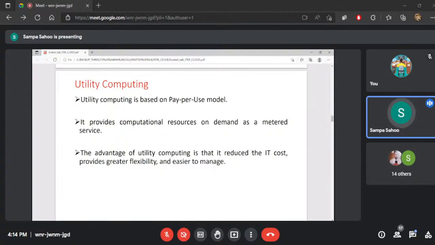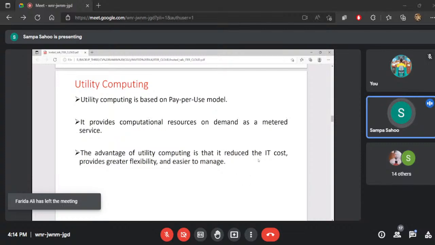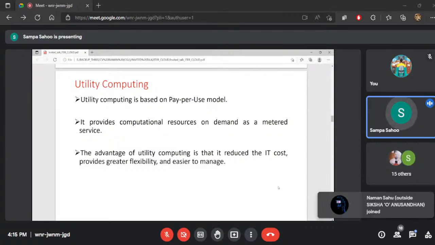Like utility computing, where computational resources are provided as metered services, in cloud computing all the services are provided based on the pay-per-use model. So what advantage does it give? It reduces the IT cost, provides greater flexibility, and is easy to manage.